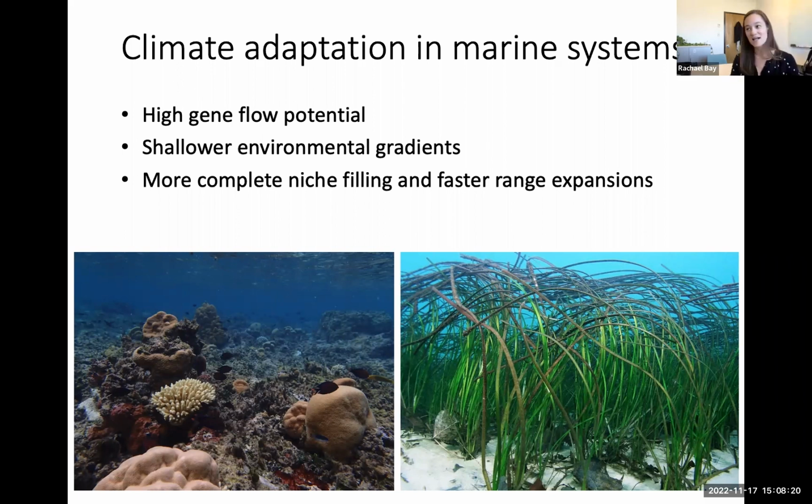In general, we see shallower environmental gradients, and we see more complete niche filling, again, because of this dispersal potential and faster range expansions. On the other hand, many marine organisms also have a biphasic life cycle where, although they have this propagule stage where they can travel very far, most of their life is made up in a sessile stage. So you see the examples of coral and seagrass here, where they have to deal with any environmental conditions that they come across without moving. So you have really different needs of the different life history stages.